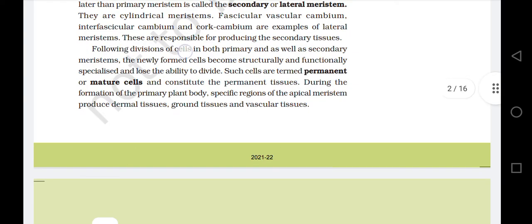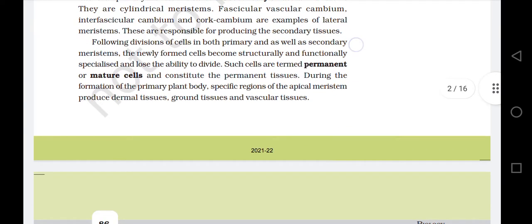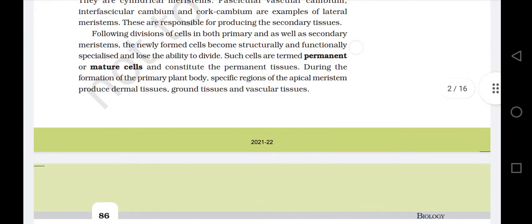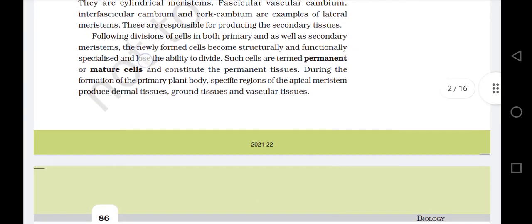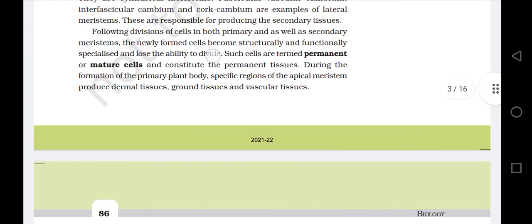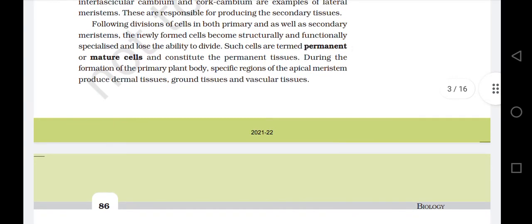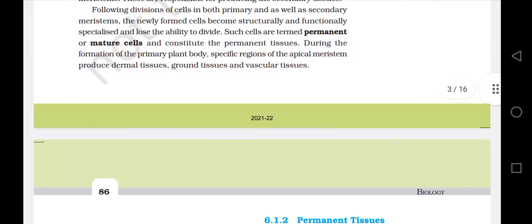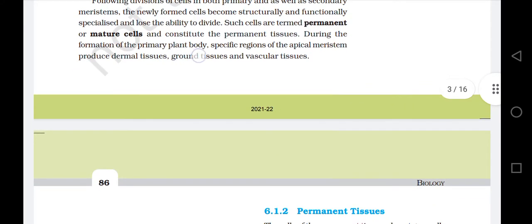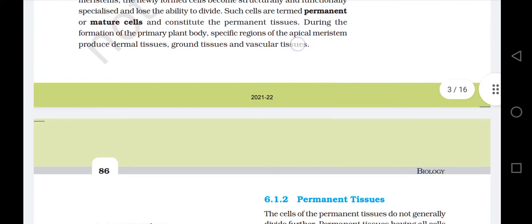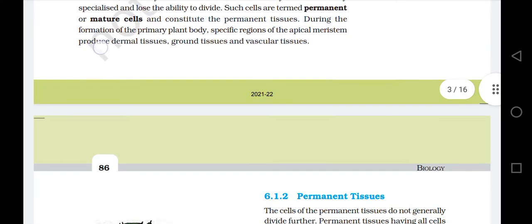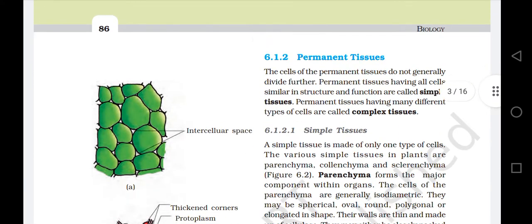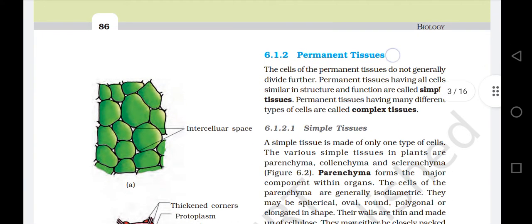Following divisions of cells in both primary as well as secondary meristems, the newly formed cells become structurally and functionally specialized and lose the ability to divide. Such cells are termed permanent or mature cells and constitute the permanent tissues. During the formation of the primary plant body, specific regions of the apical meristem produce dermal tissue, ground tissue, and vascular tissues. 6.1.2 Permanent tissues.